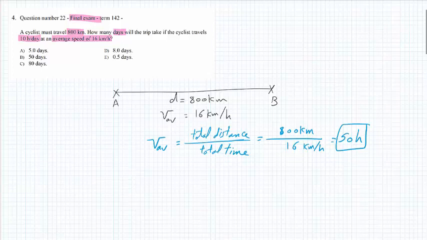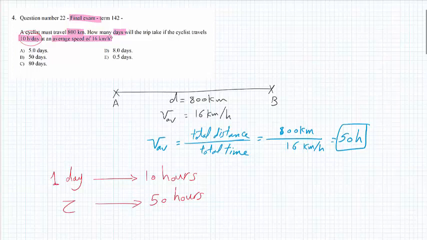But he says here he rides his bicycle 10 hours only every day. So every one day, he rides for 10 hours. So what if we have the total trip to be 50 hours? How many days do we need? We can make it any symbol like Z.